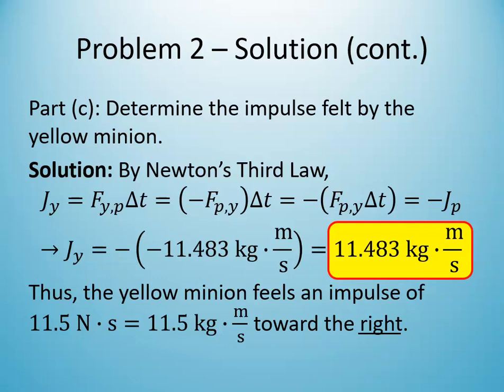Does that make sense? Well, you know impulse is change in momentum. The yellow minion ended up going faster than he was to begin with, so that must mean that he must have received a positive impulse. That is, one toward the right. So, all makes sense in this scenario.